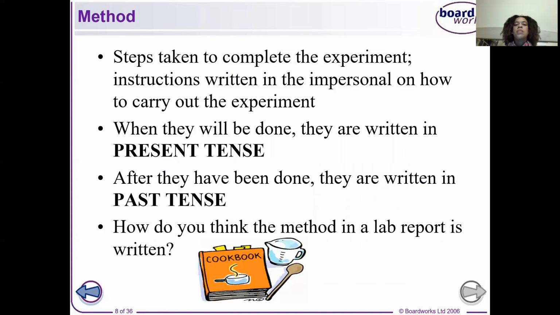Method. The steps taken to complete the experiment. Instructions written in the impersonal on how to carry out the experiment. When they will be done, they are written in the present tense. After they have been done, they are written in the past tense. How do you think that the method in the lab report is written?